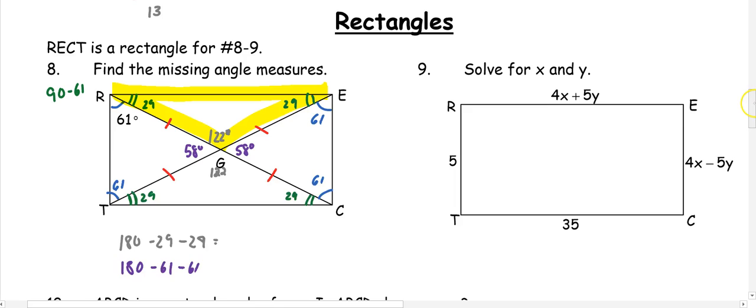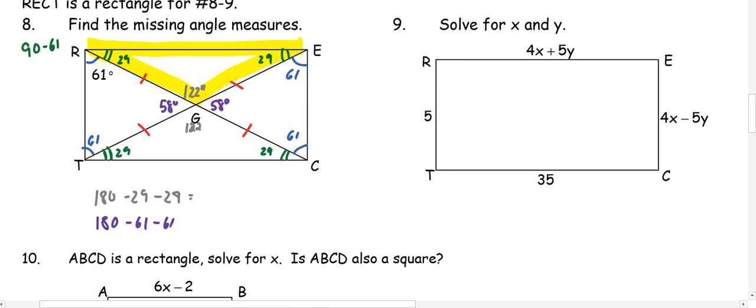In number 9, solve for x and y. So remember that in a rectangle, our opposite sides are still congruent. So we would have 4x plus 5y equals 35. And we'd have 4x minus 5y equals 5. So right away, I notice that my y's cancel out. I'm just going to add straight down. So 8x equals 40. Divide, and we get x is 5.